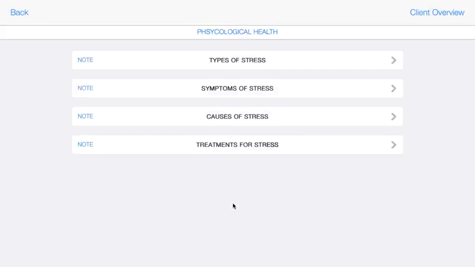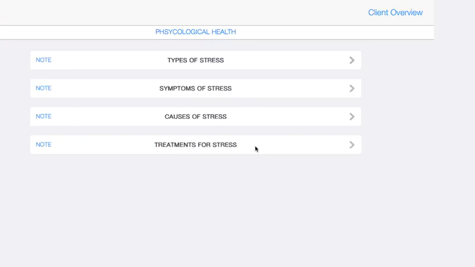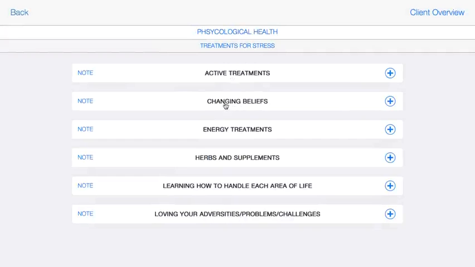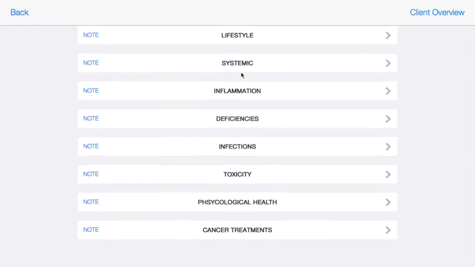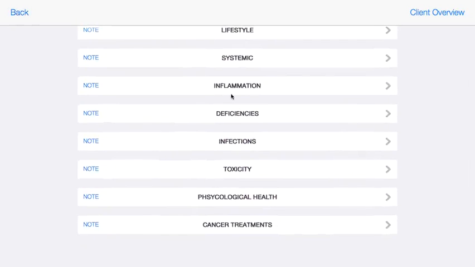And again, psychological health, you can dive in very, very deep into all the different types of stress, symptoms, causes of stress, and treatments where you really resolve the problem by active treatments, changing beliefs, energy treatments that you implement to help the client, herbs and supplements to calm down, to reduce stress, learning how to handle each area of life, and loving your adversaries and problems and challenges, which is another great way to embrace the problem instead of fighting against it. And that's functional medicine. It really incorporates all different elements and helps you get to the root cause of the problem.